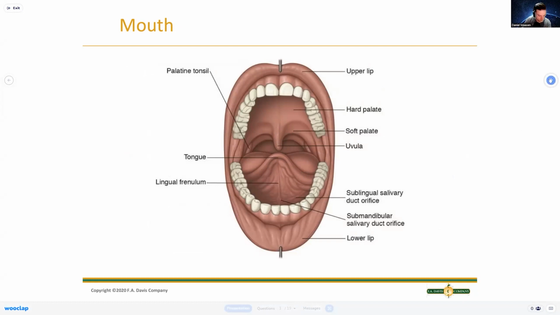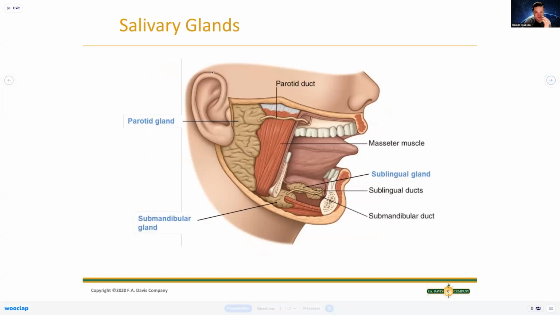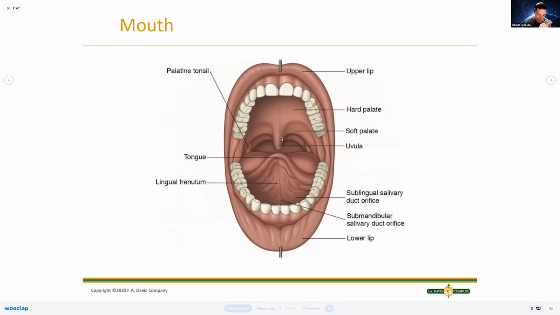And then with the mouth, really just highlighting teeth. You got 32 adult teeth, 20 deciduous teeth, aka baby teeth. 20 baby teeth, 32 adult.